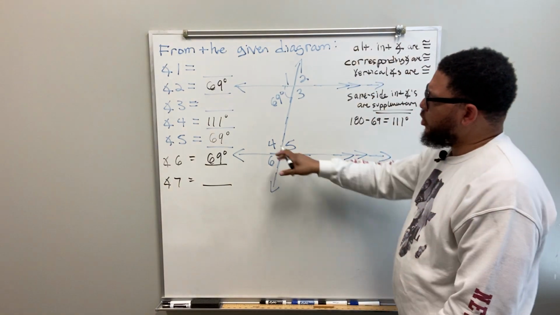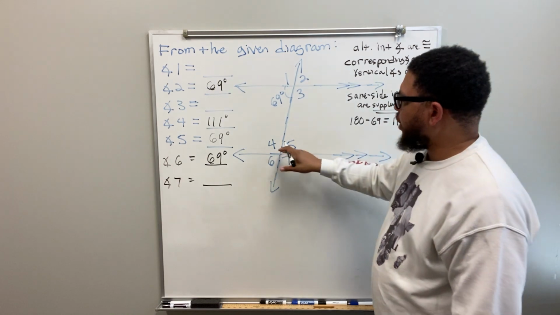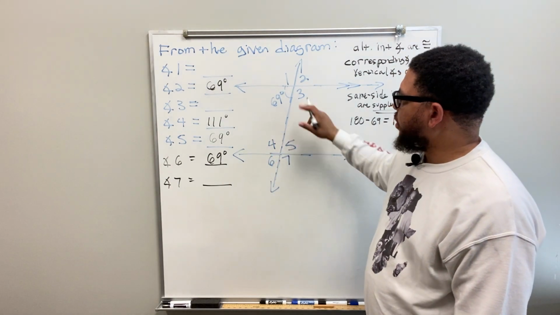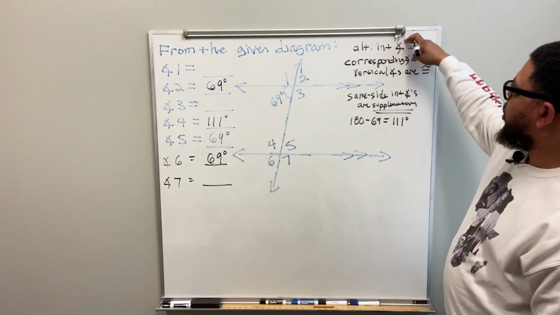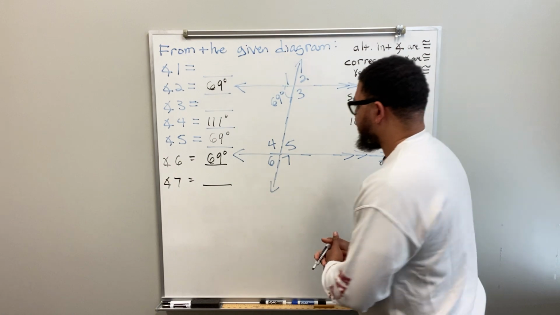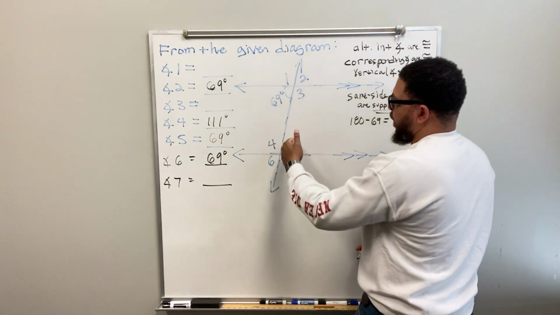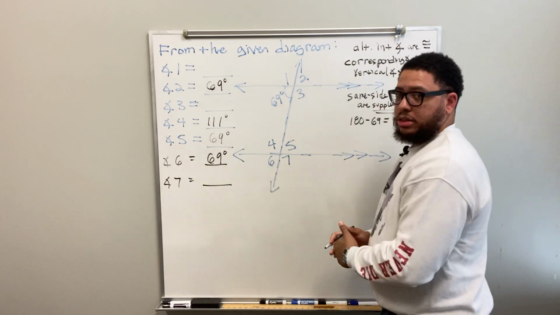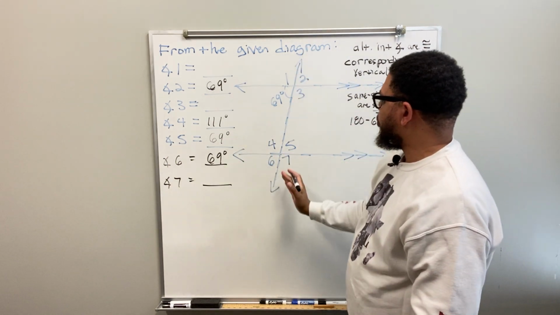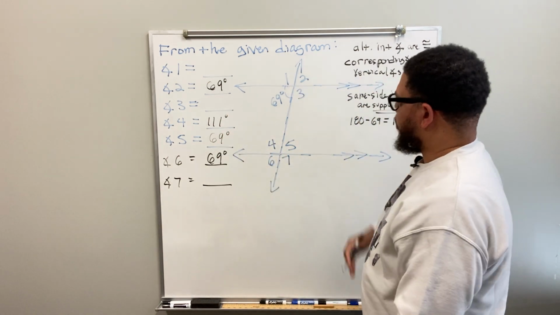Now, if I know that angle 4 is 111 degrees, now angle 3 jumps out at me too, because I know the relationship between angle 4 and angle 3. Angle 4 and angle 3 are alternate interior angles. Alternate interior angles. Because look, angle 4 is on the left side of the transversal. Angle 3 is on the right side of the transversal. That's alternate sides. One's on the left side, one's on the right side. It's like a street. Imagine the transversal is a street. This angle is on the left side of the street. This angle is on the other side of the street.